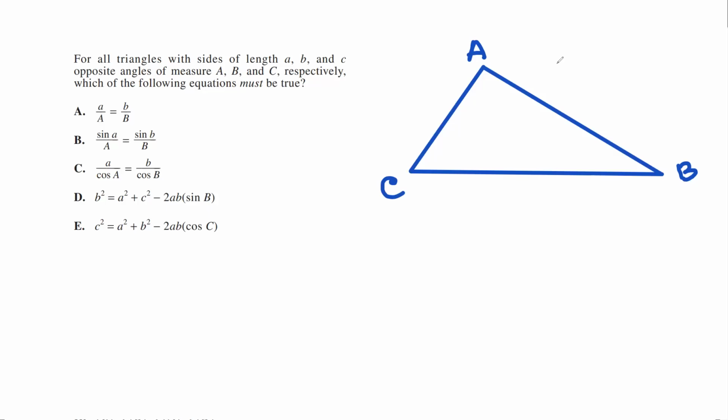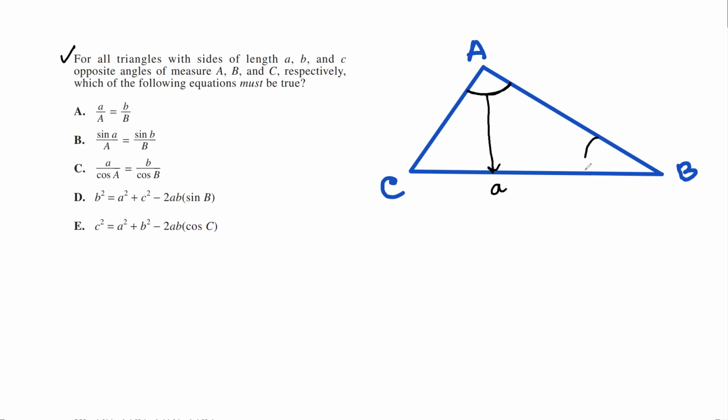Hi everyone. Today we are going to take one more question from ACT previous year papers. It says, for all triangles with sides of length lowercase a, lowercase b, and lowercase c, opposite angles of measure uppercase A, uppercase B, and uppercase C. So if A is the angle, then the angle is facing which side? B to C, right? So that side length is lowercase a.